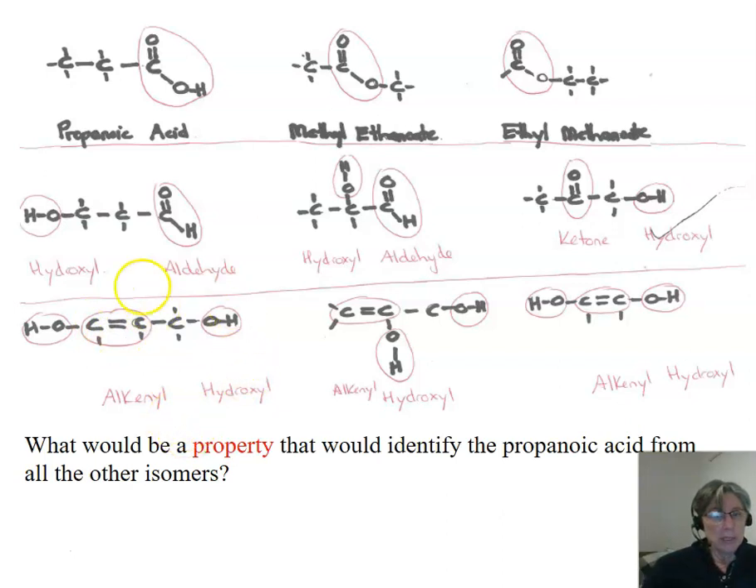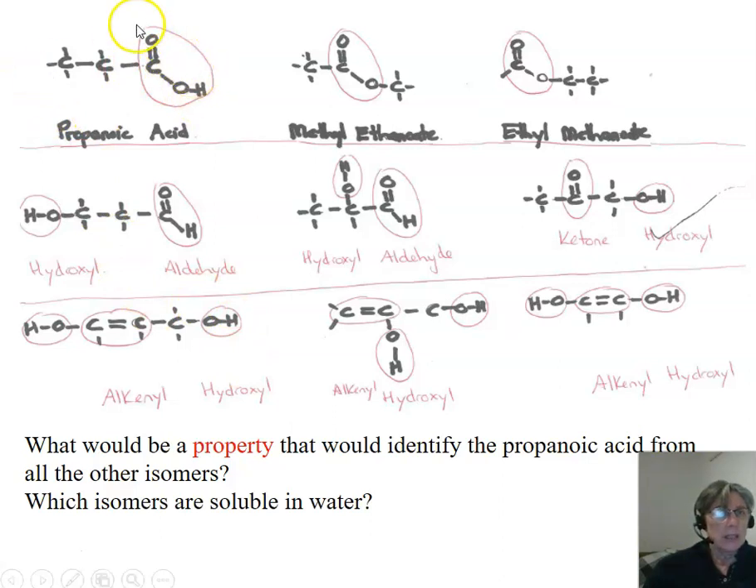Some extra information: this is an acid. Which isomers are soluble in water? Acids would be, as long as these molecules are short. Esters are not so soluble. They form hydrogen bonds with water, but they're not very soluble, and the longer this chain is, the less soluble they get. So this would be partially soluble, but as soon as you start adding more carbons, it would not be soluble.